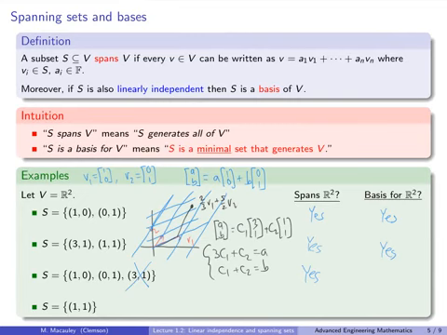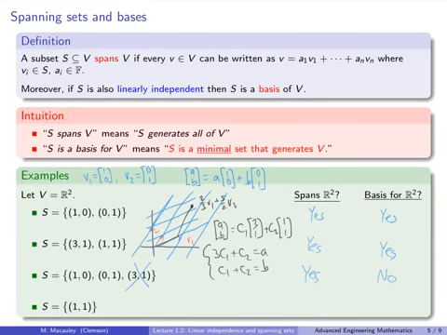(3, 1) can be written as a linear combination of (1, 0) and (0, 1). So while this set generates V, it's not a minimal set that generates V. We can remove any of these 3 vectors and it will still generate. So is it a basis? No.